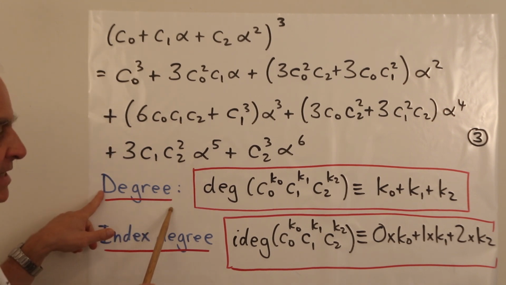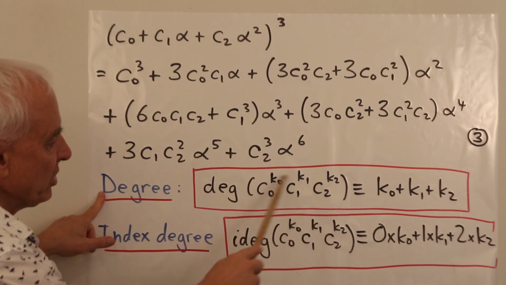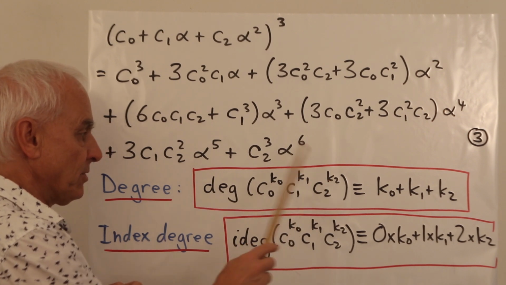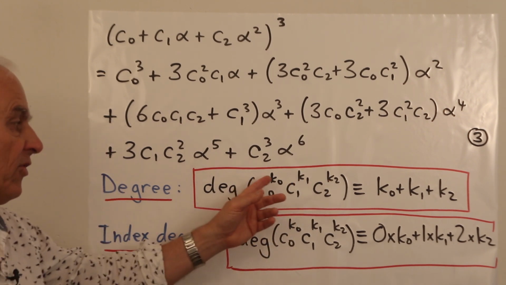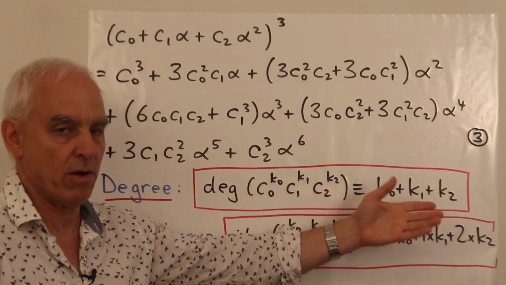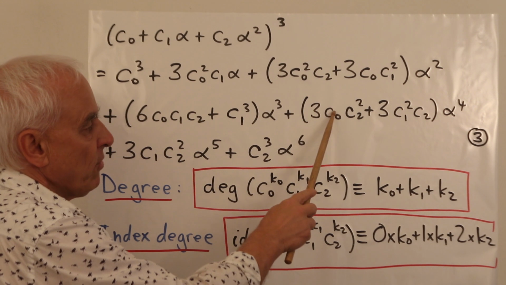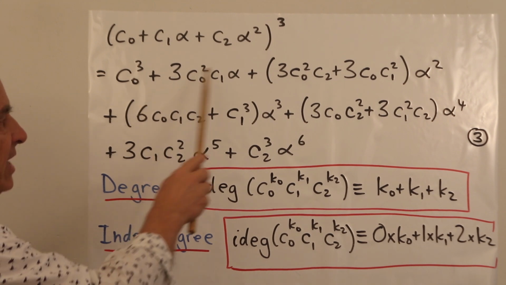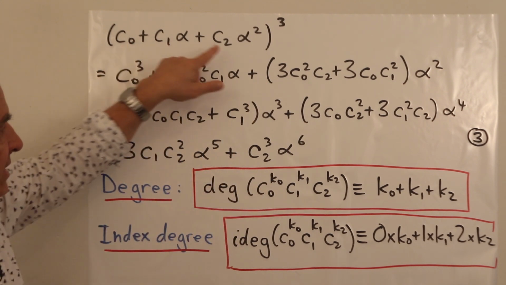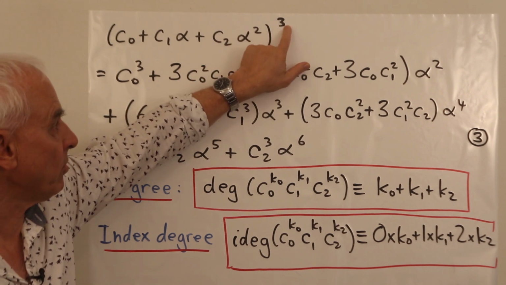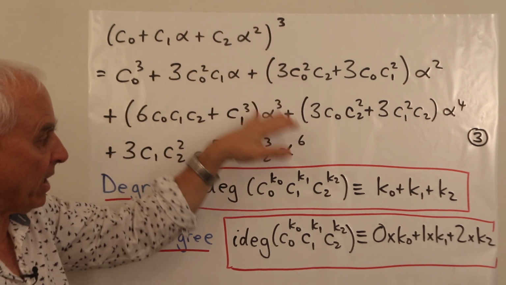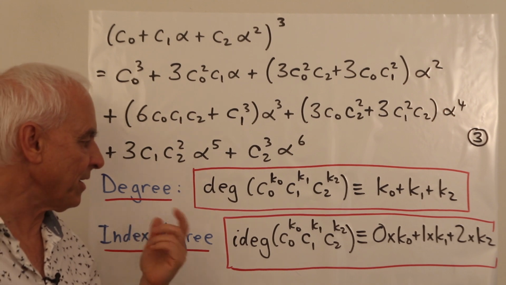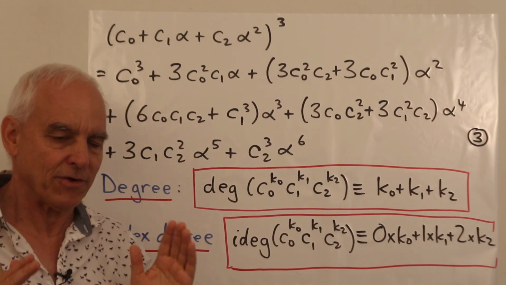The first of these is a familiar degree. If we take a trinomial monomial like this, C0 to the K0, C1 to the K1, C2 to the K2, then the degree of that is just the sum of the exponents, K0 plus K1 plus K2. So this term here has degree 3 because 1 plus 2 is 3. This term here has degree 3 because 1 plus 2 is 3. In fact, all of these have degree 3, as they have to, because we're taking this trinomial and cubing it. Everything that appears is going to have degree 3.